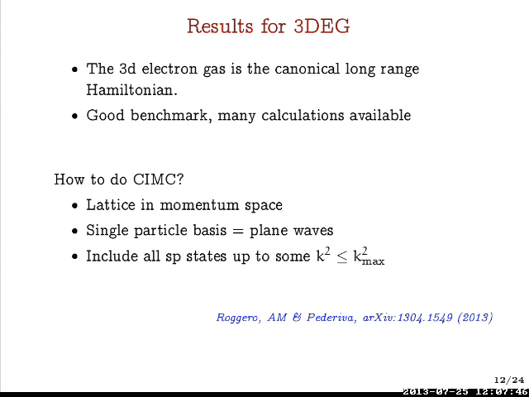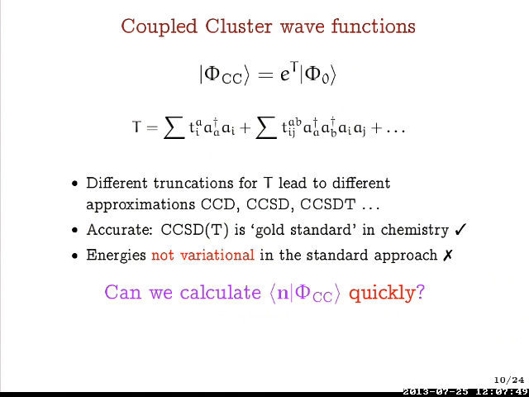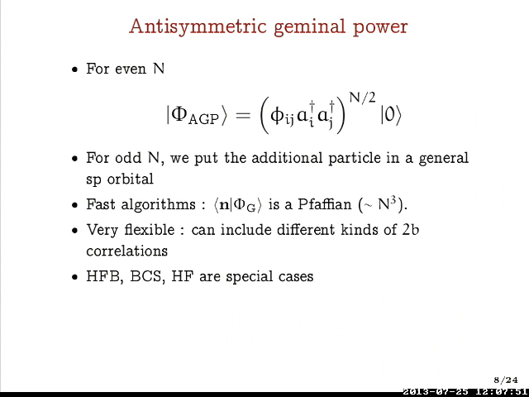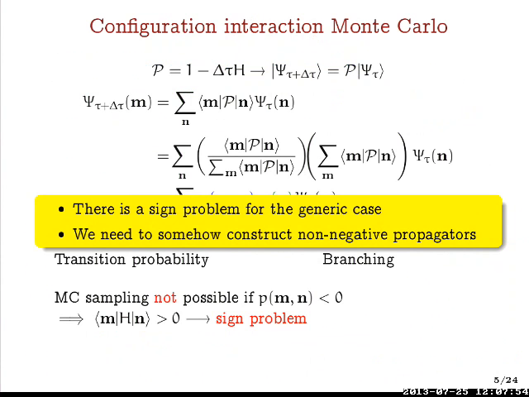Oh, so this does not depend on K max, but let me go back here. Here you see you have a sum. The way you do the propagation is, suppose I start from one walker, one configuration, and you need to figure out what the next configuration will be. So what you need to calculate is all the connected matrix elements with this one configuration, and that has a scaling with the basis size, because you have to look at the interaction and see how many configurations are connected. That has a clear scaling.